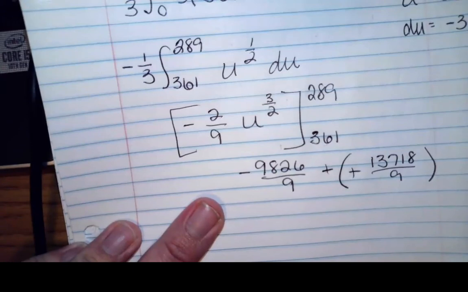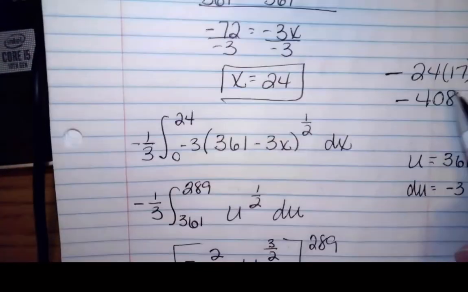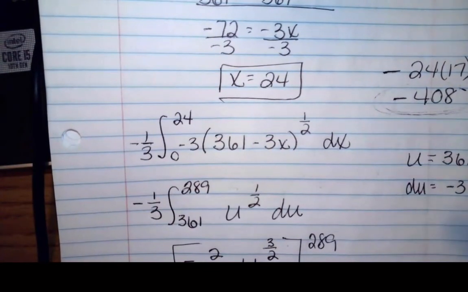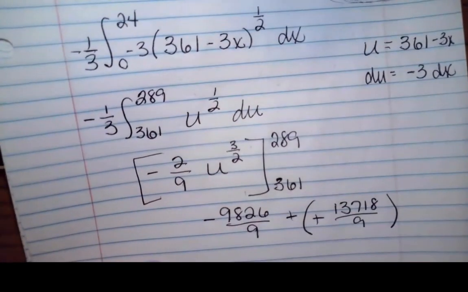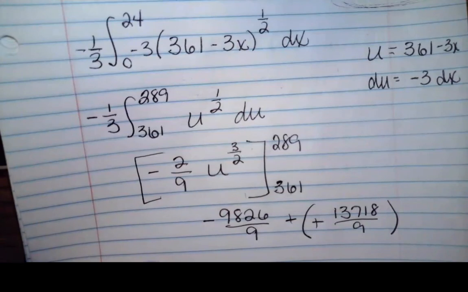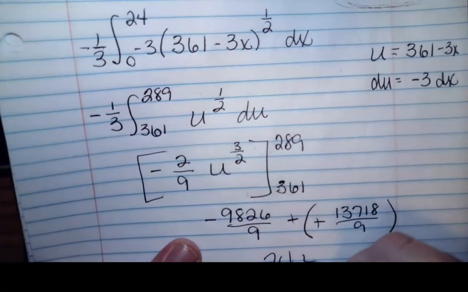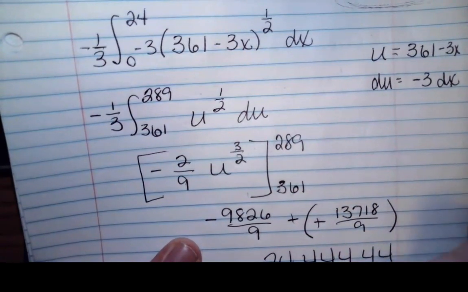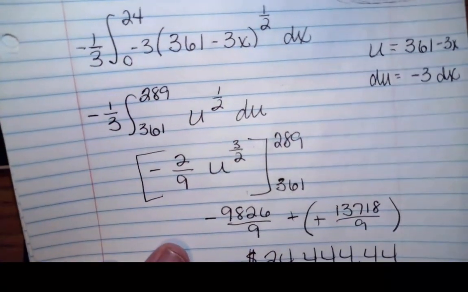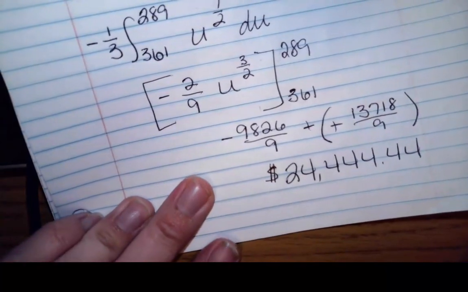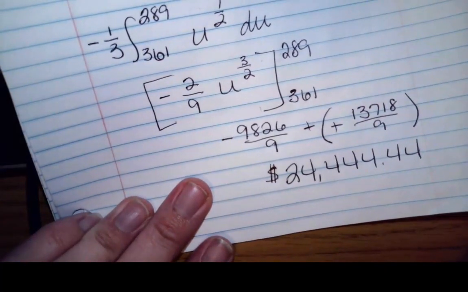So 3892 divided by 9 gives me 432.44. Okay, but I need to subtract off 408. So minus 408 is, and I get 24.444, but then I need to multiply that by 1,000. So times 1,000 gives me 24,444. Notice all the fours. So $24,444.44. And we'll finish the last two on a different video.